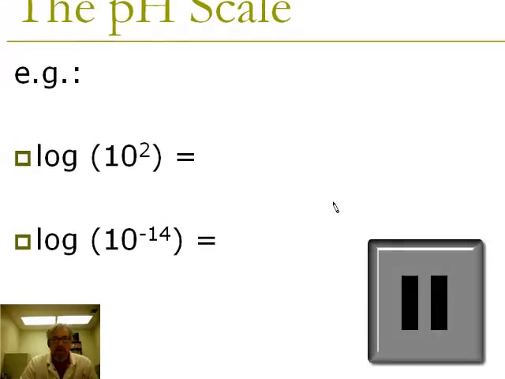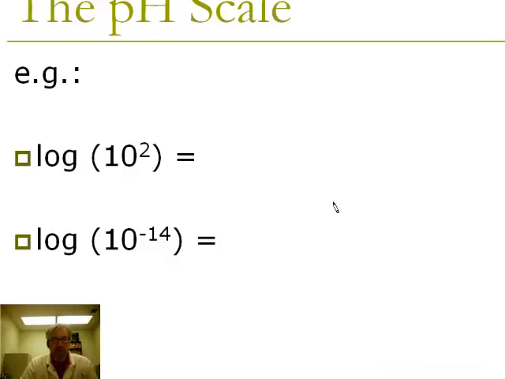So work out these two examples. Stop the video and give me the logarithms of these two numbers, and I'll give you answers to confirm. To get 10 to the 2, we have to raise 10 to the 2. So the logarithm of 10 to the 2 is just 2. The logarithm of 10 to the negative 14th would be negative 14.